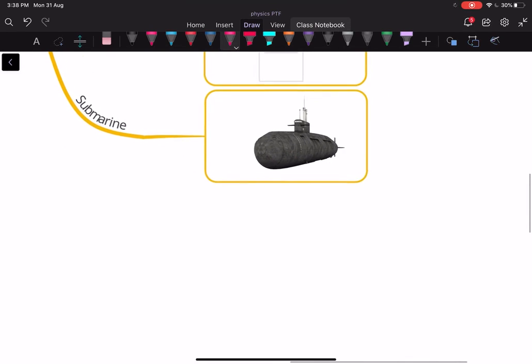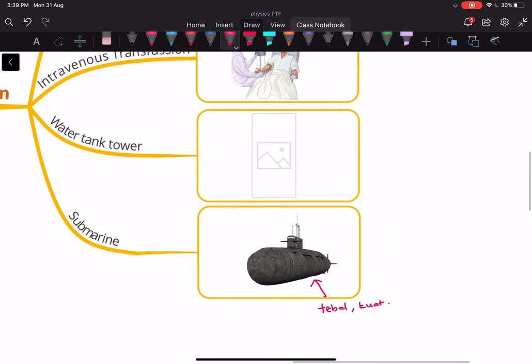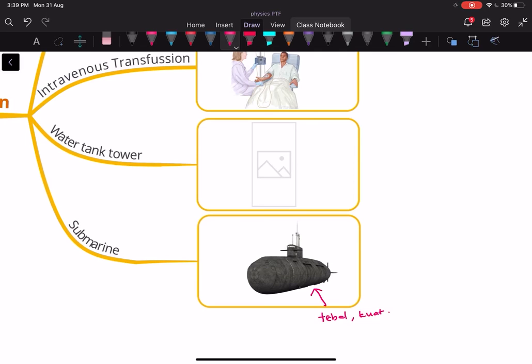Submarine is another example. Always remember submarine selalunya dia akan melayar dalam air laut yang dalam. Jadi tekanan dia sangat tinggi. Oleh itu, dinding kapal selam ni dibuat daripada permukaan yang cukup tebal, ya, tebal dan kuat untuk menahan tekanan yang lebih tinggi. So this is always going to be thick and strong, supaya dapat menahan tekanan yang tinggi dalam air laut.